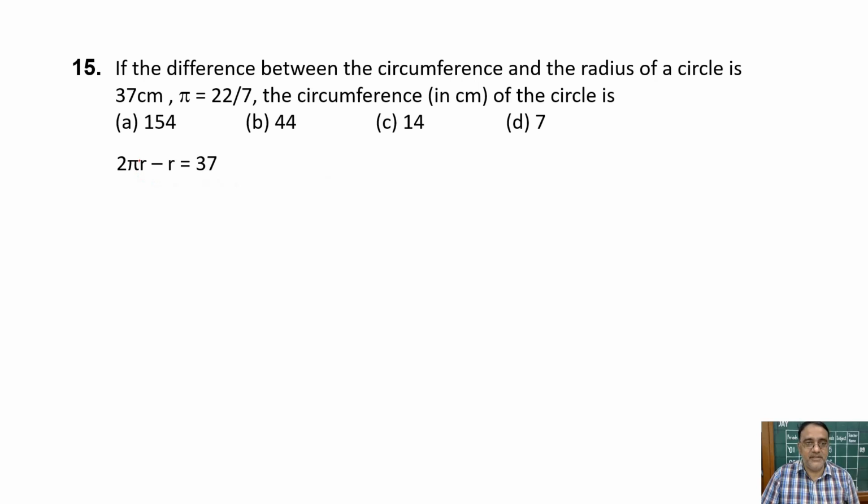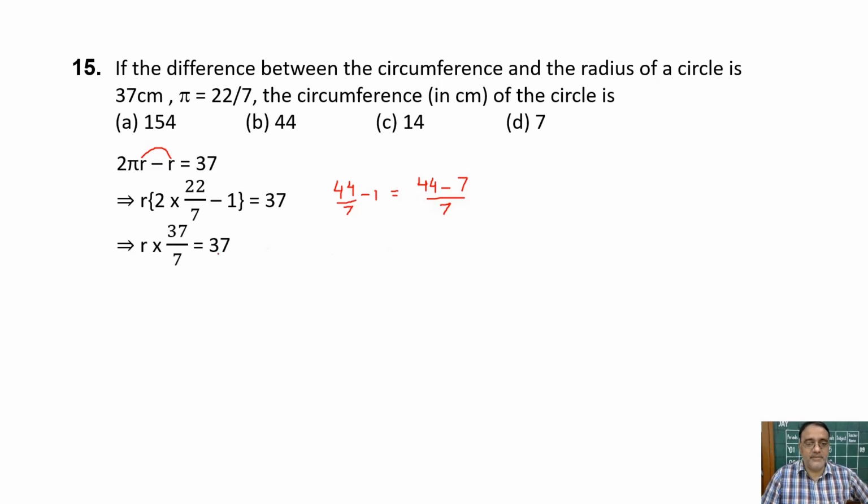Okay. Now from this two we can take r common. If you take r common, we'll get 2 pi minus 1. फिर पाई का वैल्यू सब्सटीट्यूट कर लेंगे, राइट? So this is 44 upon 7 minus 1. Now if you take LCM, you will get 44 minus 7 upon 7. That is nothing but 37 upon 7. So this step is clear? Yes, sir. Okay, so we are getting r is equal to 7.